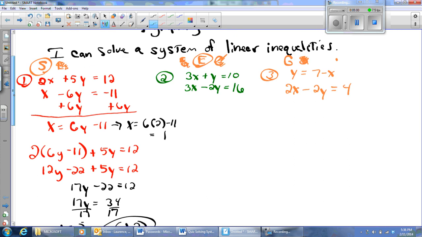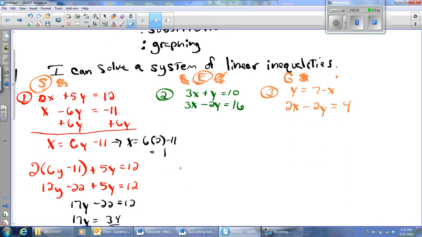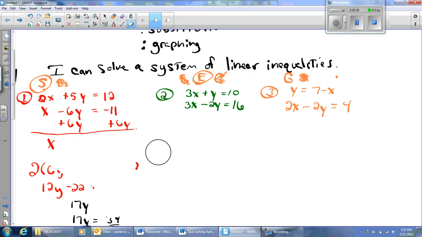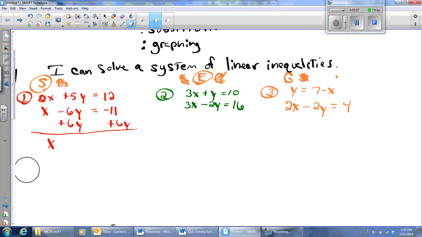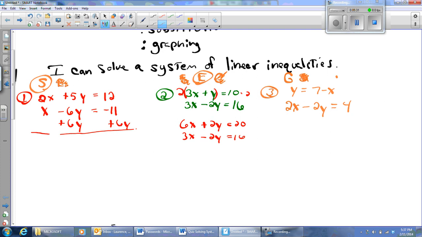All right, let's do the green equation now. Let me make some room here. Okay, I said I was going to do this one by elimination, and I'm going to multiply the top equation by 2. All right, so we're going to get 6x plus 2y equals 20. And then the second equation isn't changing. I like the fact that I didn't have to multiply both equations. I'm going to go ahead and add them together. Should put a plus sign there.